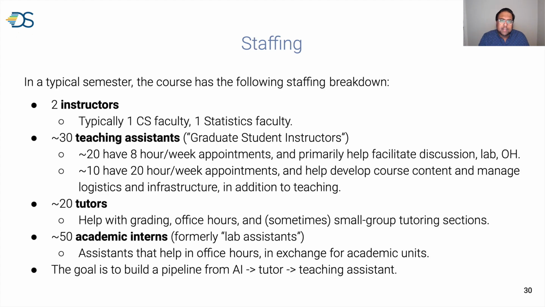Let's talk about staffing. In a course with over 1,000 students, we have a pretty big staff in order to make sure that we can adequately support the students that we have in our course. Normally, there are 2 instructors, one from the CS department and one from the statistics department. We also have roughly around 30 teaching assistants whose formal title is graduate student instructor.